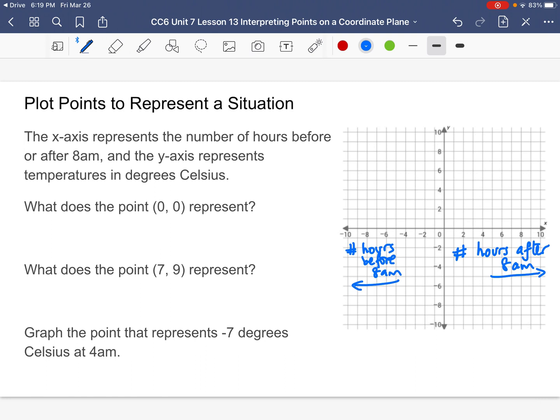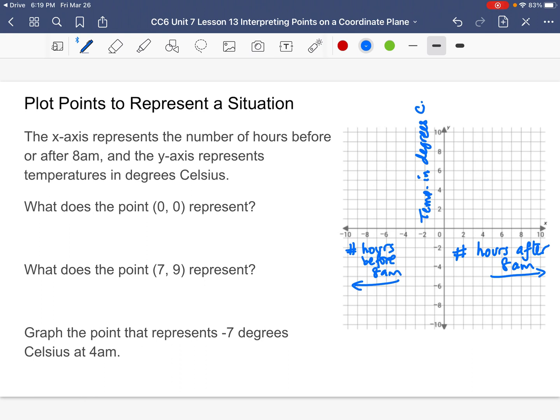And the y-axis represents temperatures in degrees Celsius, with positive above the x-axis and negative temperatures below the x-axis.